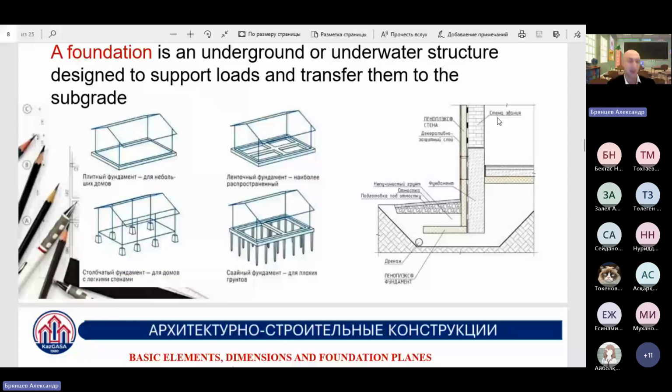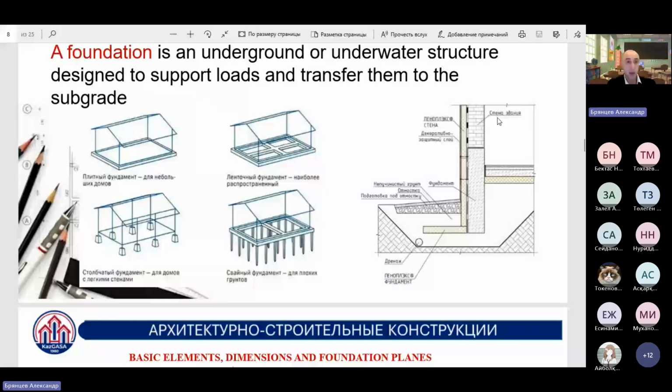The first one is slab foundation. This is a solid reinforced concrete slab beneath the entire building. Strip foundation, ленточный. This is a continuous reinforced concrete strip located beneath the walls, actually load-bearing walls. It's one of the most popular types for low-story residential buildings.